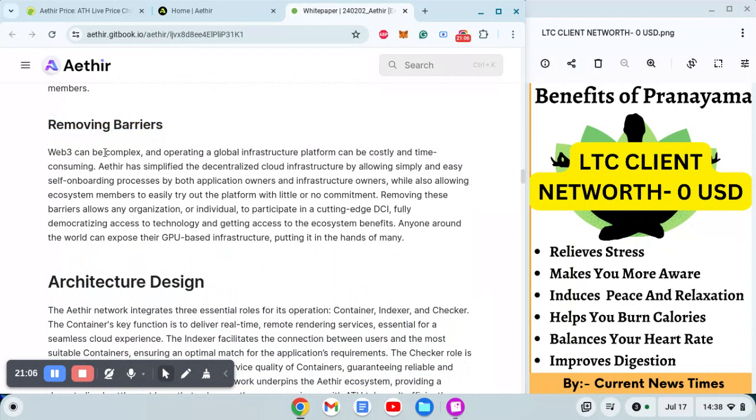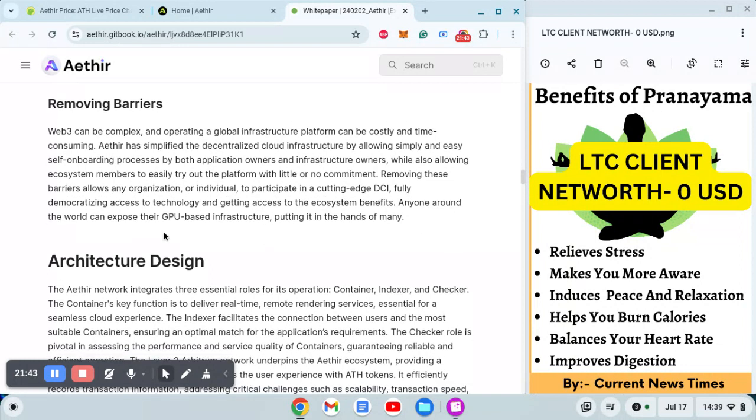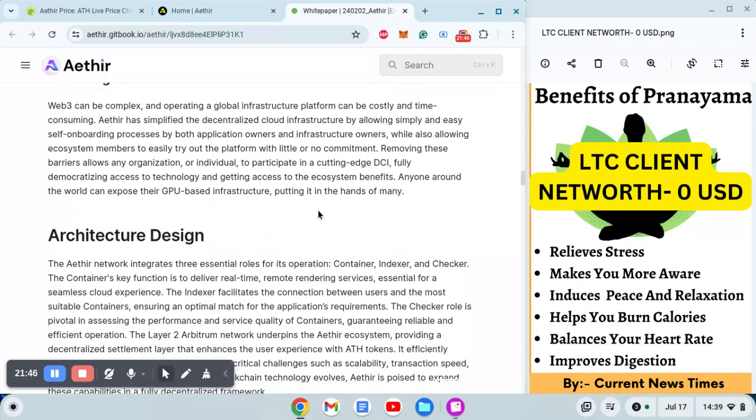Web3 can be complex, and operating a global infrastructure platform can be costly and time consuming. Aether has simplified the decentralized cloud infrastructure by allowing simple and easy self onboarding processes by both application owners and infrastructure owners, while also allowing ecosystem members to easily try out the platform with little or no commitment. Removing these barriers allows any organization or individual to participate in a cutting edge DCI, fully democratizing access to technology and getting access to the ecosystem benefits. Anyone around the world can expose their GPU based infrastructure, putting it in the hands of many.